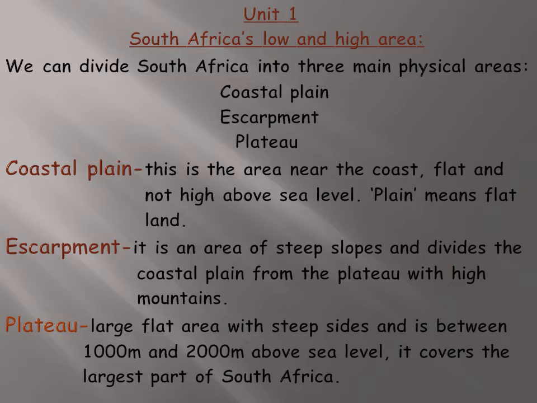The coastal plain, coast, so it is near the coast. It is flat and it's not high above sea level. Escarpment, it has steep slopes and divides the coastal plain from the plateau, with high mountains. And the plateau, it's a large flat area with steep sides.